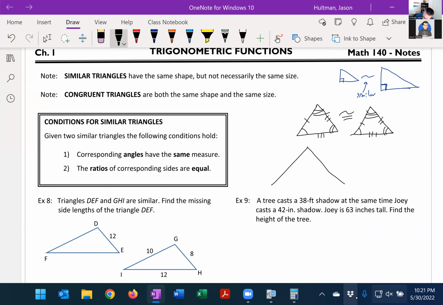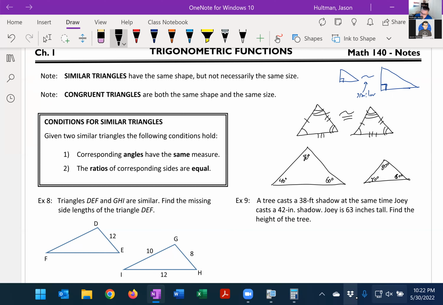So again, if we have similar triangles, okay, then let me make this a little bit more similar-ish. Then say that this angle here was, I don't know, an 80-degree angle, then this one's 80 degrees. If this angle is, say, 40 degrees, then this angle is 40 degrees. And if this one is 60 degrees, then this one is 60 degrees.